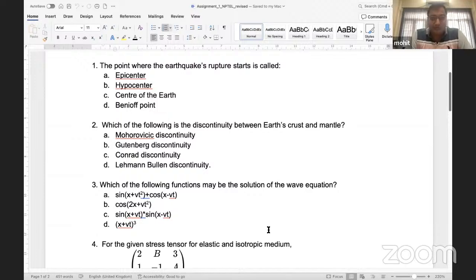The third one is the Conrad discontinuity, and this discontinuity lies within the crust, between the upper crust and the lower crust. And the last one is the Lehmann-Bullen discontinuity. This discontinuity lies between the outer core and the inner core. So option A is correct.